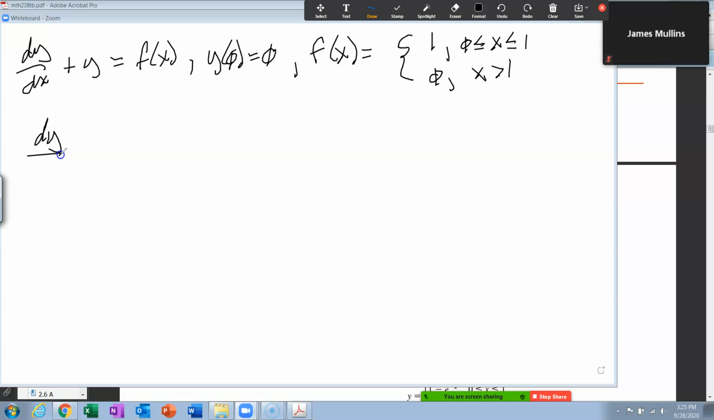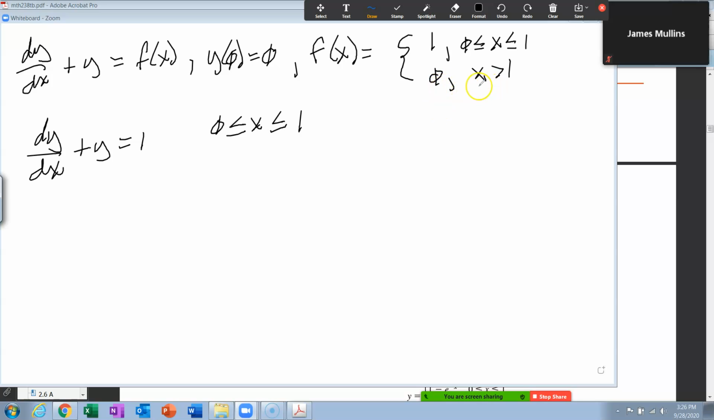dy/dx + y = 1. Now that's true anytime 0 is less than or equal to x is less than or equal to 1. And since our initial condition falls in that part, x equals 0, you're in here, let's solve that one with our initial condition.